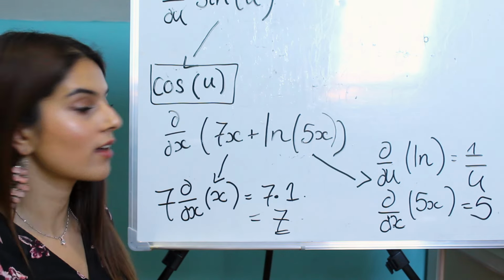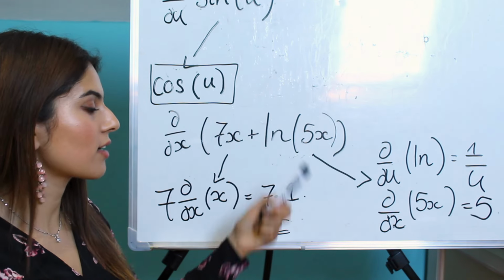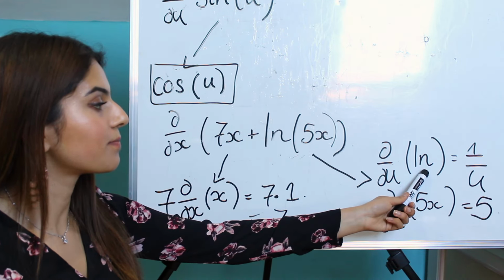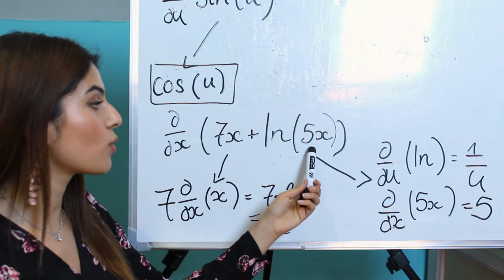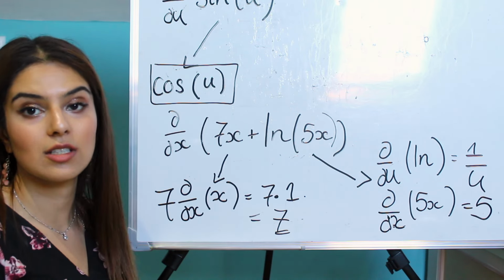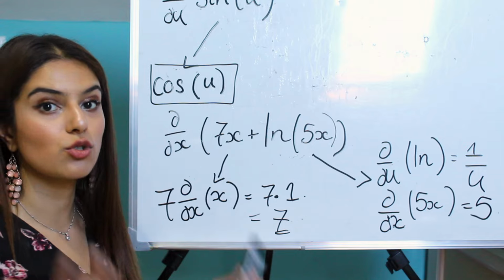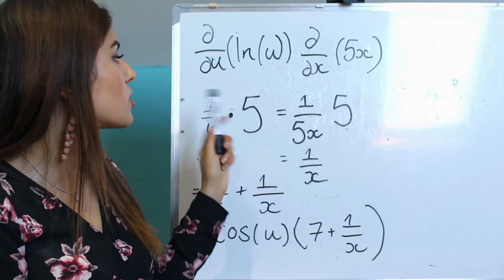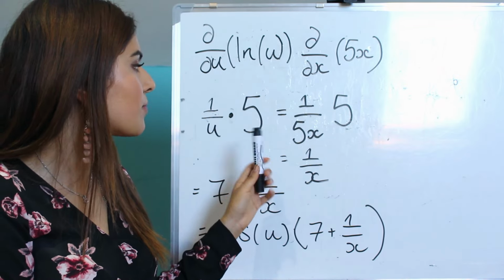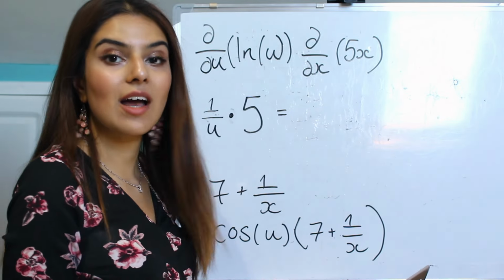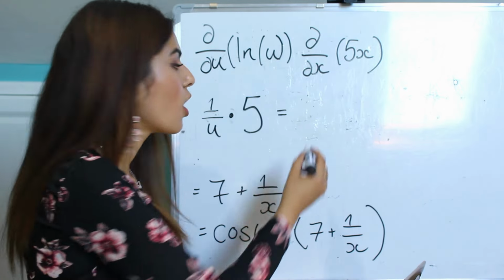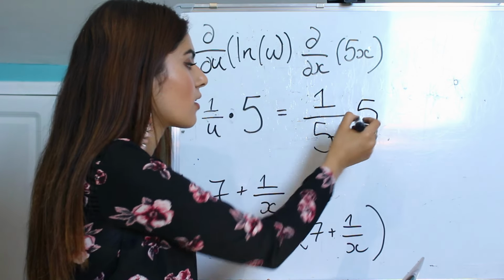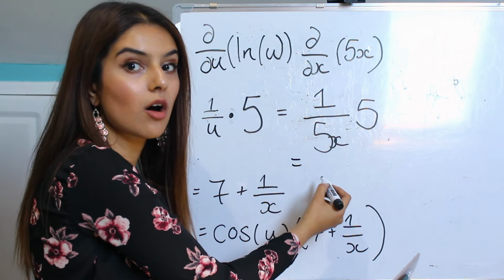Now differentiating the logarithm of 5x, again we separate them. We differentiate the log, which equals 1 over u, and then we differentiate the 5x, which just equals 5. Now we have to join it all together. We times the two differentials together, so that would be 1 over u times 5. We substitute back 5x equals u, so we get 1 over 5x times 5, and that would just equal 1 over x.